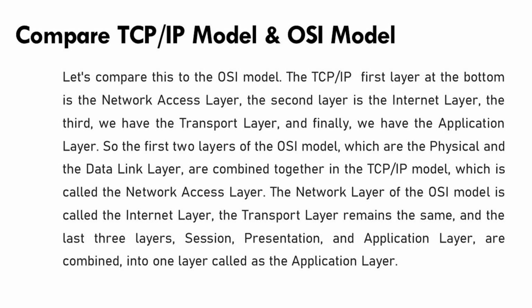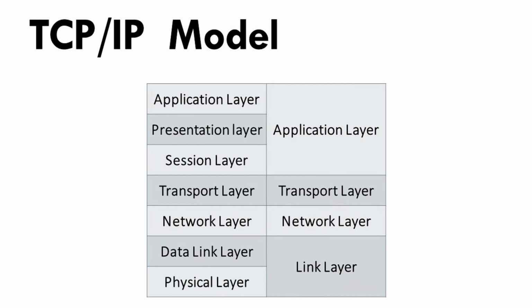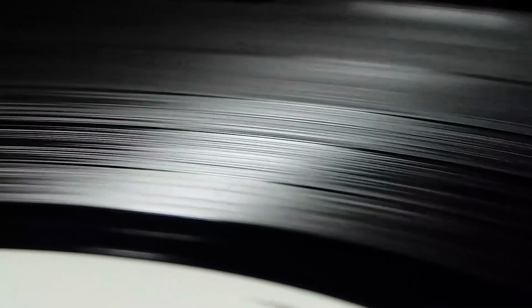Compare the TCP/IP model and the OSI model. Let's compare this to the OSI model. The TCP/IP first layer at the bottom is the network access layer. The second layer is the Internet layer. The third, we have the transport layer. And finally, we have the application layer.